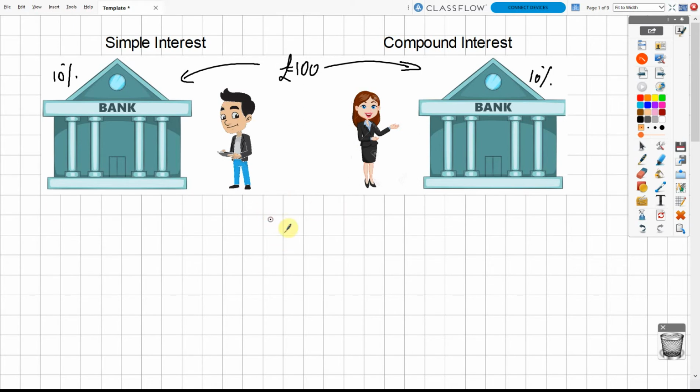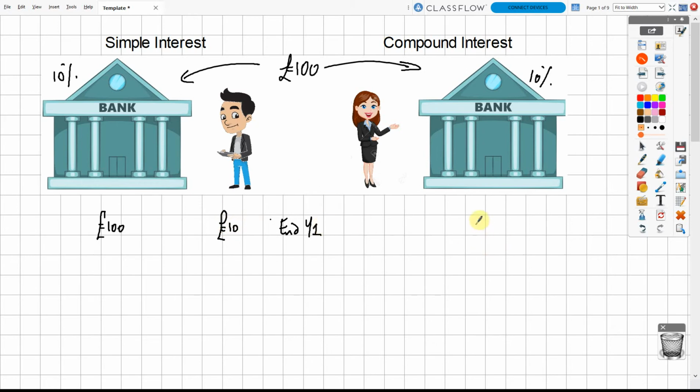At the end of year one, his £100 will have gained another 10%. He will have £110. Exactly the same thing has happened here. Her £100 has gained 10%. She has £110. The difference lies in what happens to that money. In this guy's case, his £100 is still in the bank and the £10 goes into his pocket.